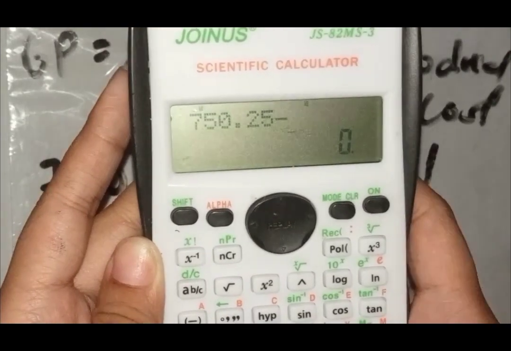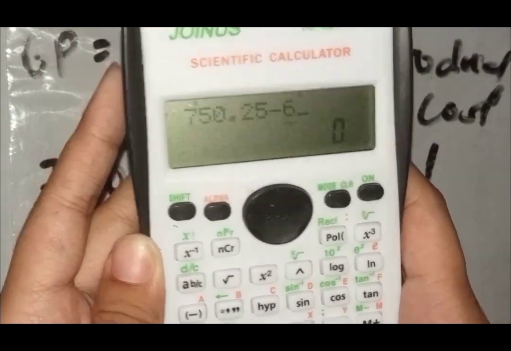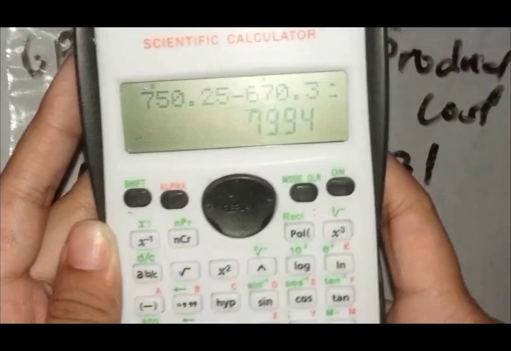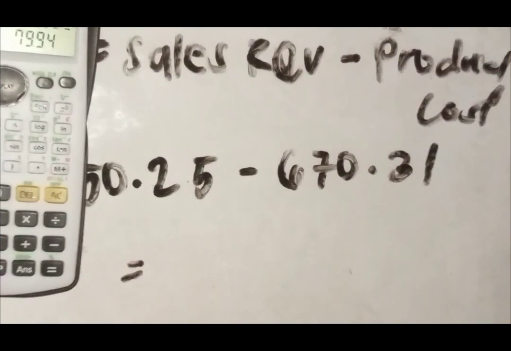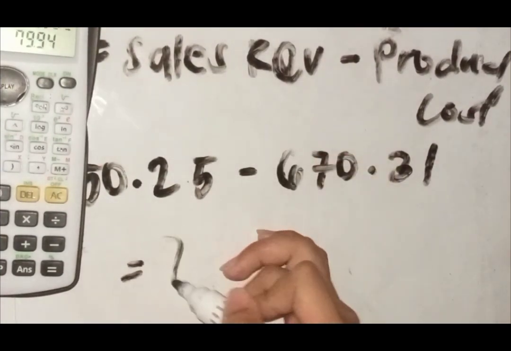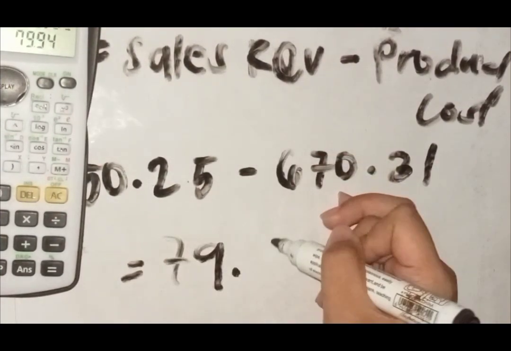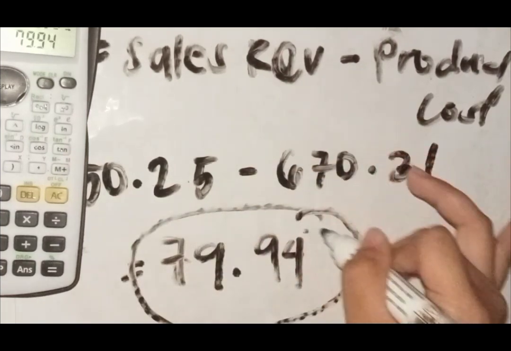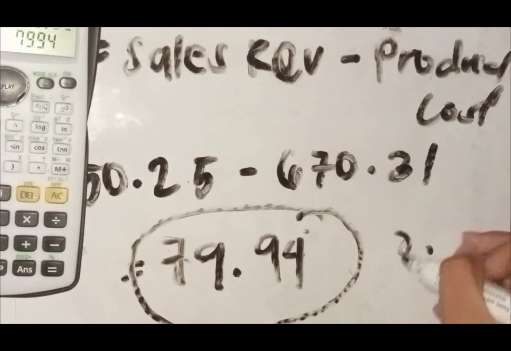750.25 minus 670.31. So, ang ating gross profit is 79.94. Yan yung gross profit natin sa number 2.